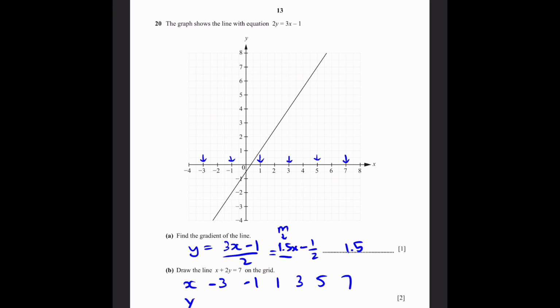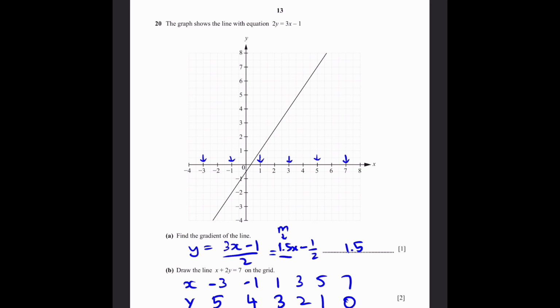Now we need to do x plus 2y equals 7. So if x equals minus 3, plus 2y equals 7, 2y equals 7 plus 3, which is equal to 10, y equals 10 by 2, which is equal to 5. You can work it out if you want. Next, when x equals minus 1, 2y will be equal to 8, and at the end y equals 4. Do it when x equals 1, y equals 3. Next will be x equals 7, y equals 0. So these are the values.